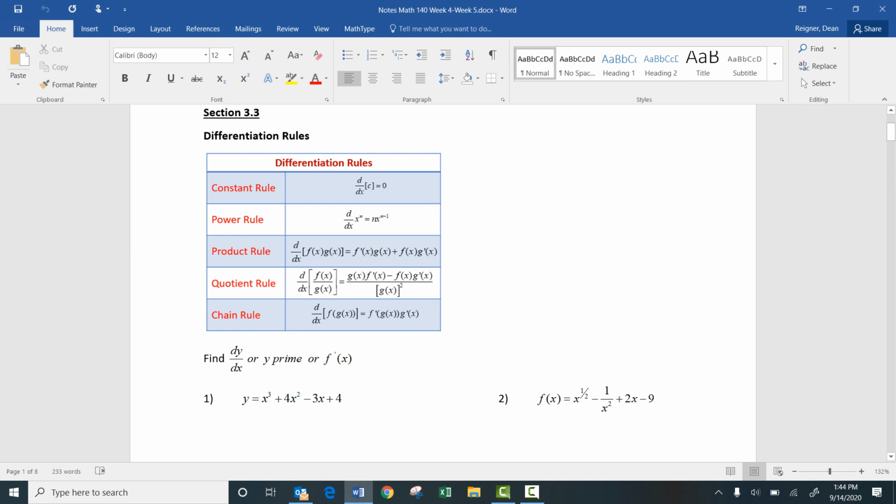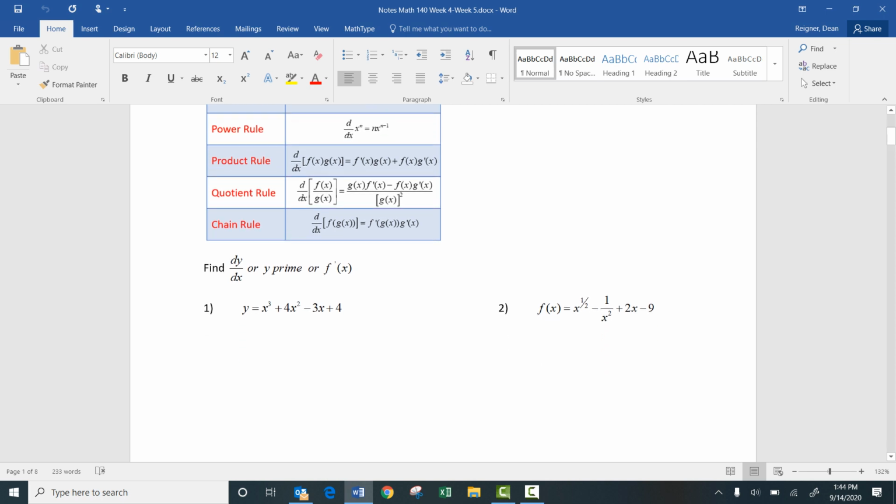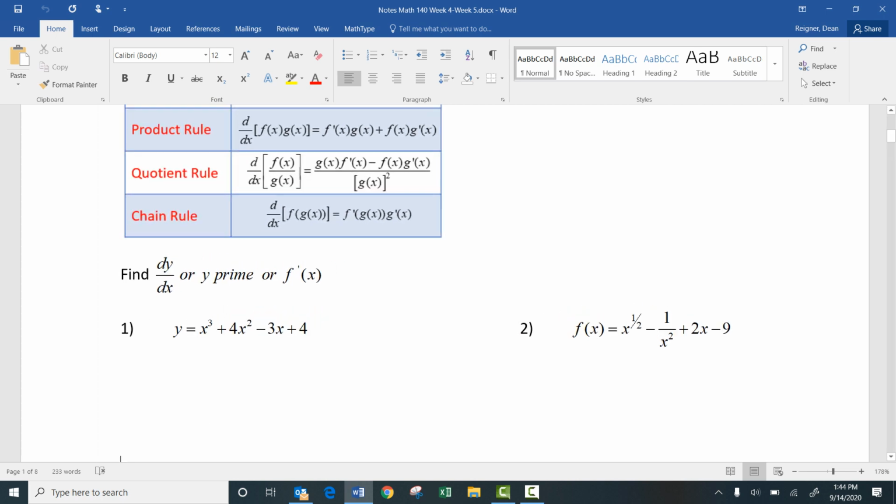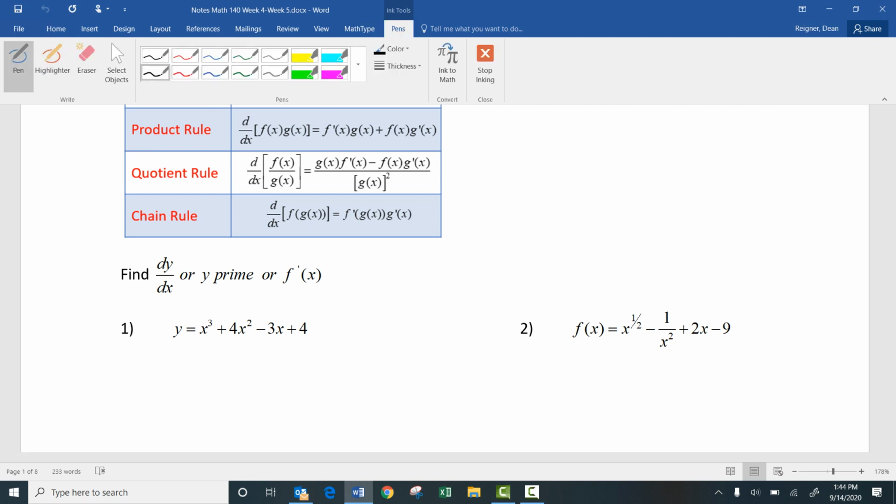Okay, so what we're trying to find is dy dx or y prime, or f prime, and they all mean slope of the tangent line. So all of these mean slope of the tangent line.